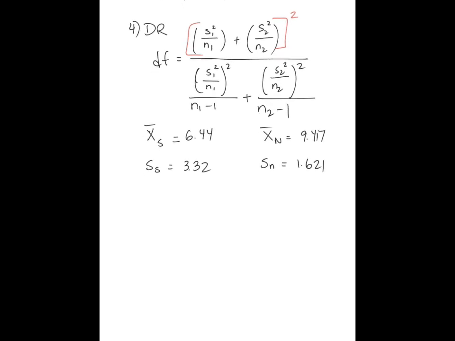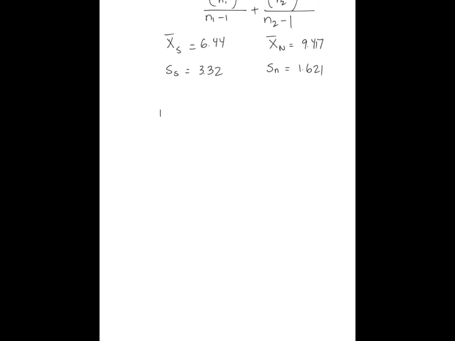Now our degrees of freedom in this case, once we plug in all those fun values, so let me see if we can do this fairly quickly. So we get 3.321 divided by 9. Okay, so that's squared, plus 1.621 squared divided by 12. Then remember, this whole thing gets squared.